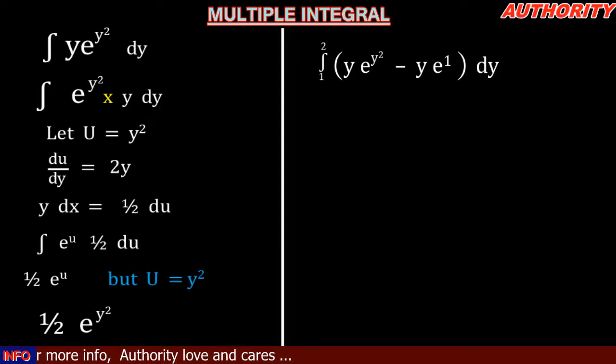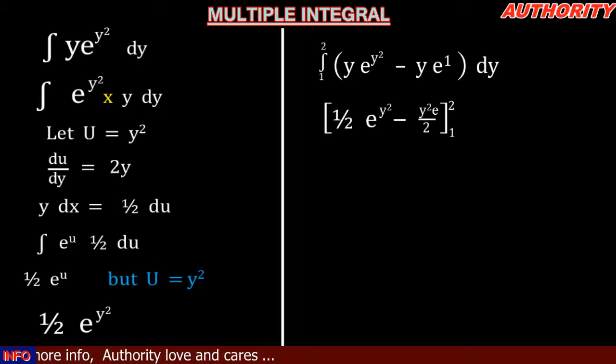You know, in this place where we have the integral from 1 to 2 of (y e raised to power y squared minus y e) dy, we integrated the first part and then it gives us 1 all over 2 e raised to power y squared. You get it right? Good. Now let's integrate the second part. When we integrate the second part, which is the integral of y e dy, it's going to give us y squared e all over 2.